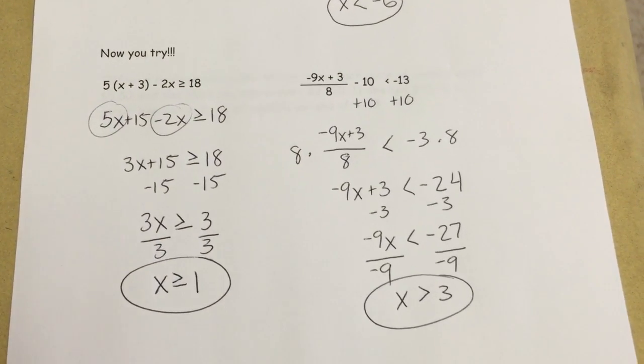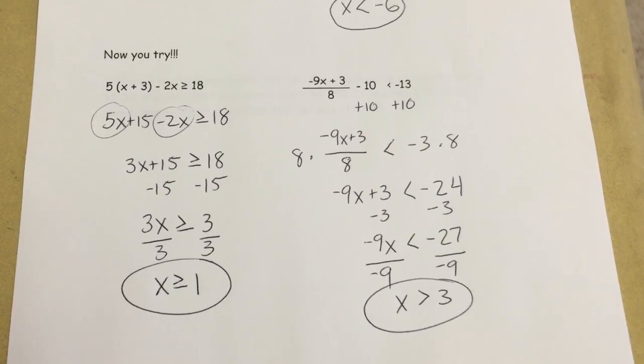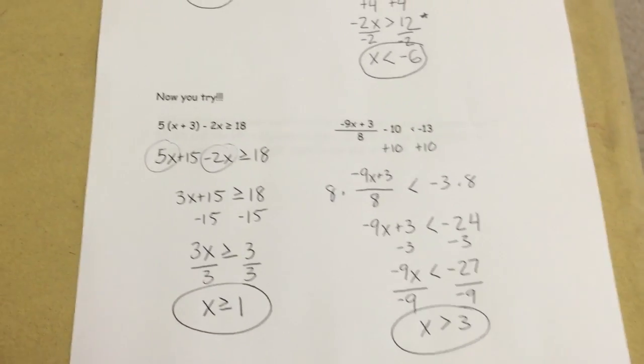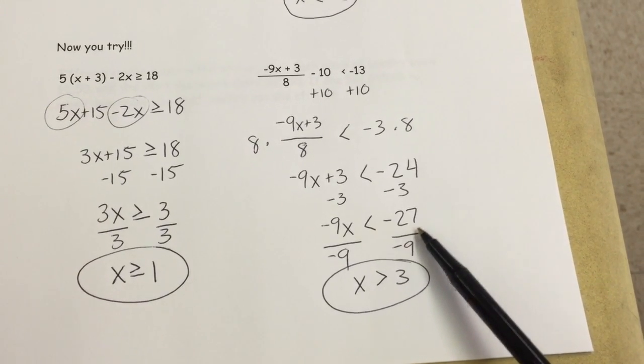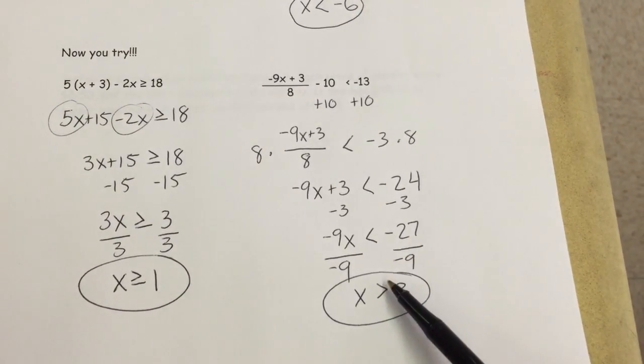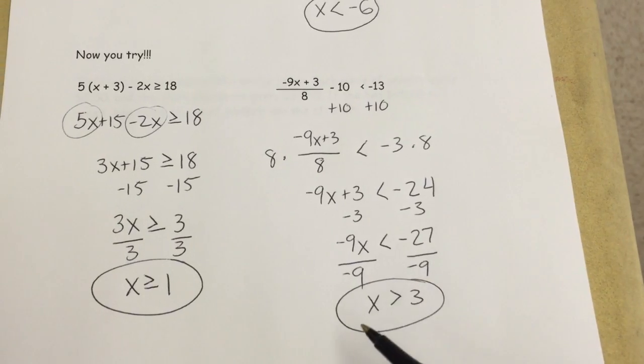Okay, so take a look and see how you did. And I want to point out one thing that you have to remember: when you multiply or divide by a negative, you have to flip the sign. So that's why it's x is greater than 3.